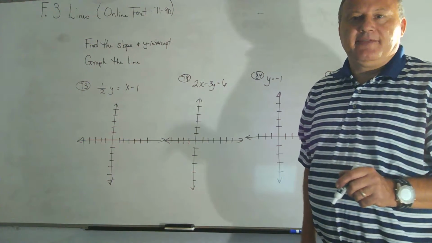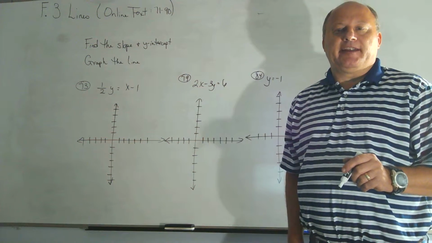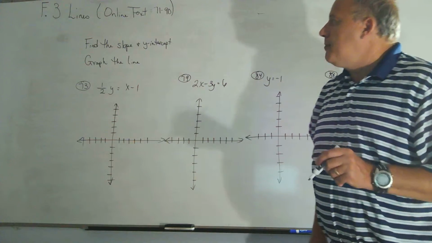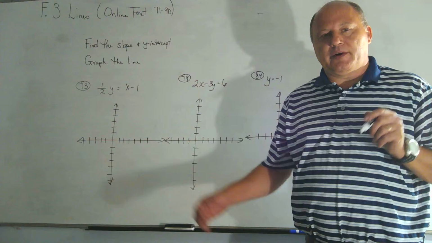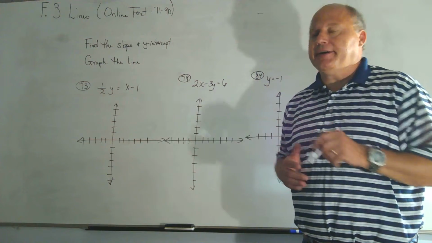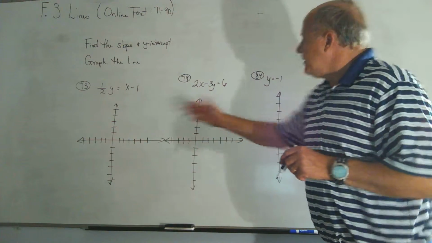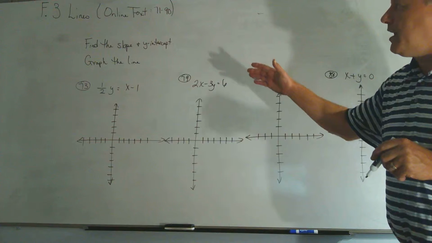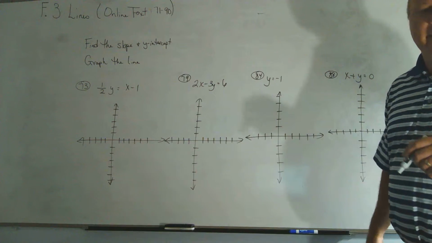Hello, this is our fifth video from this section, F3 and lines. We're almost done. We've got one more section after this one. But the good news is we're getting down to the point that there's just one concept per video now. So all these four problems are essentially wanting to do the same thing. They want us to find the slope and the y-intercept, and they want us to graph the line.